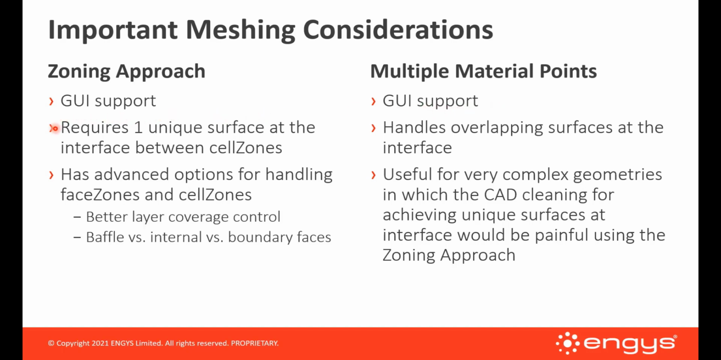The zoning approach requires one unique surface at the interface between cell zones, and that means that no overlapping surfaces are allowed, while the multiple material points approach handles overlapping surfaces at the interface. So for very complex geometries in which the CAD cleaning for achieving such unique surfaces at the interface would be painful, of course, the multiple material points approach would require less effort compared to the zoning approach.